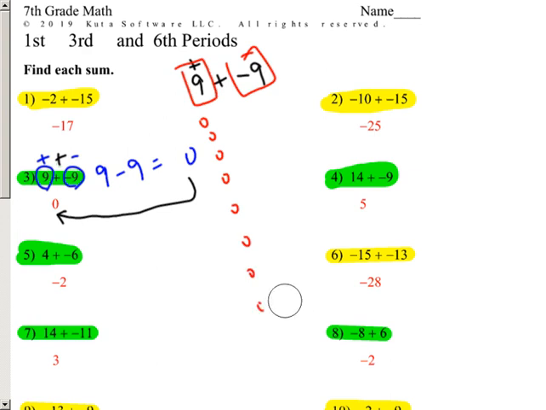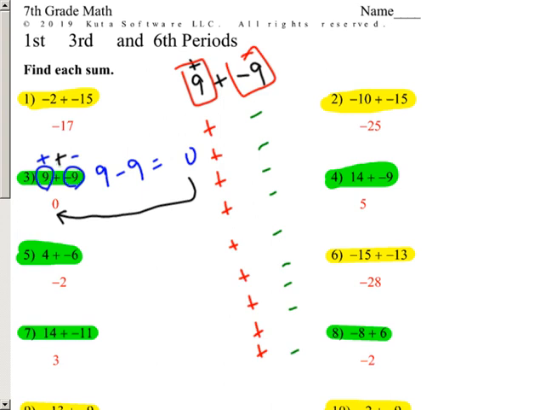Well, let me go back through and make positive signs on there instead. I'm going to make 9 plus signs: 1, 2, 3, 4, 5, 6, 7, 8, 9. Now let me make 9 negative signs here: 1, 2, 3, 4, 5, 6, 7, 8, 9.